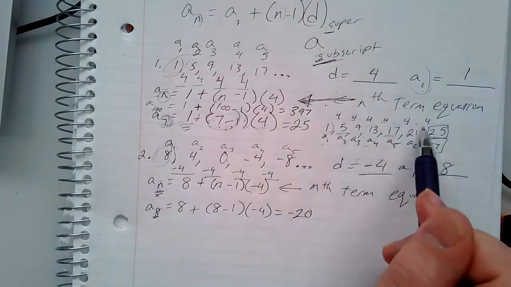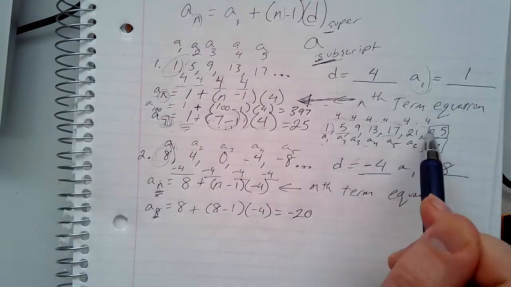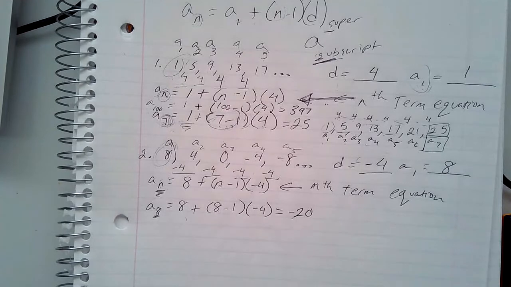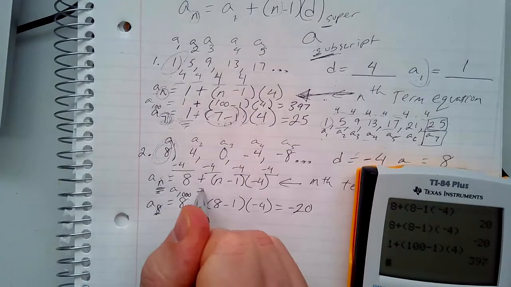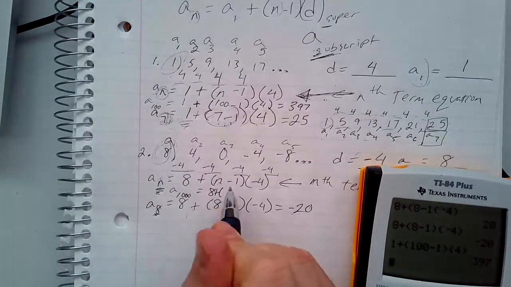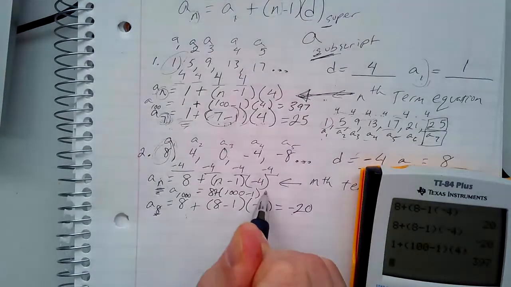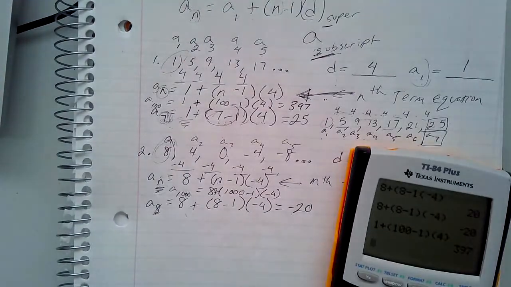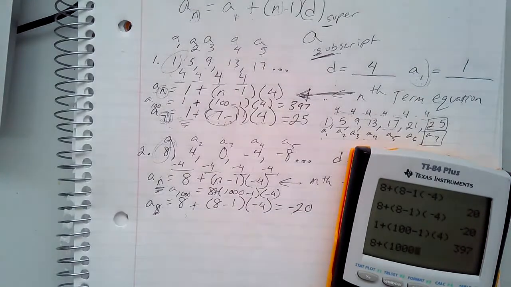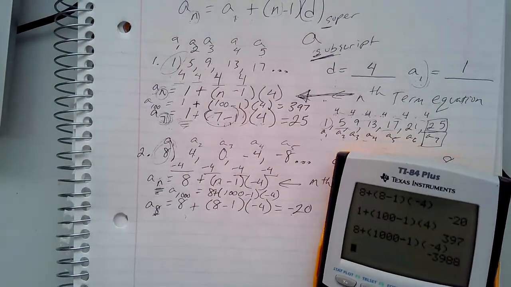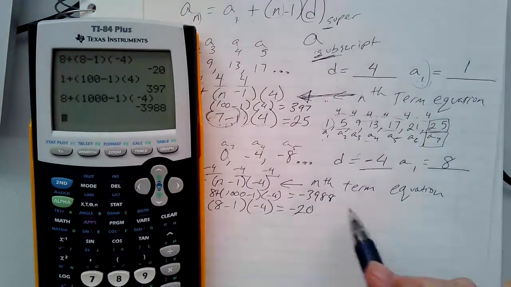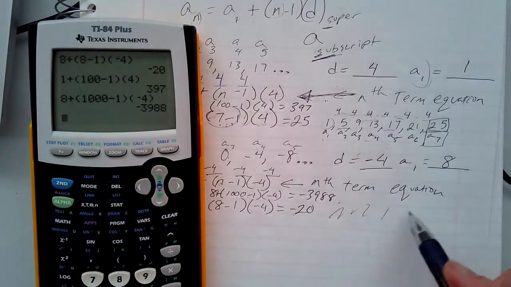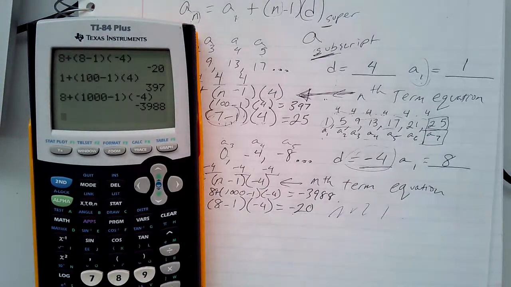Oh. So I don't have to do this 100 times or use the common difference 99 times. What if I wanted to find the 1,000th term of this one? What if I want to find a sub 1,000, which is equal to 8 plus 1,000 minus 1 times negative 4? Whoa. Okay, negative 3,988. Okay, so that keeps me from having to do this thing 999 times. I don't have to subtract 4 999 times.